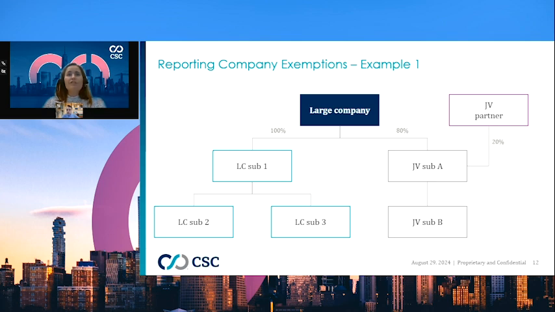We know that because JV sub A owns 100% of JV sub B, JV sub A will not qualify for the inactive company exemption. Here, we would need more information about JV partner, JV sub A, and JV sub B to determine whether any of these are operating companies or reporting companies.